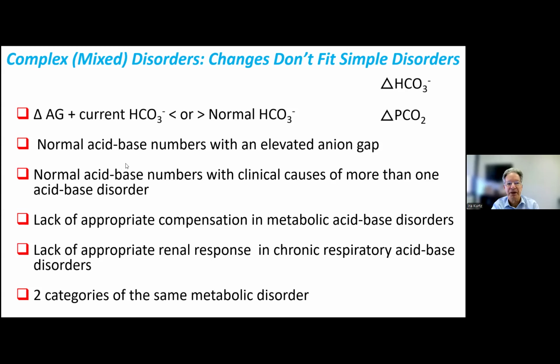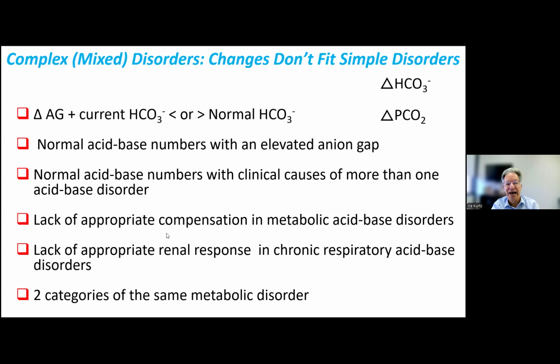The other clue is that you have normal acid-base numbers with an elevated anion gap. The third clue is that you have normal acid-base numbers with clinical causes of more than one acid-base disorder. So everything looks normal, the anion gap looks normal, your acid-base numbers look normal, but the clinical history and maybe part of the physical exam would make you think the patient must have, or might have, more than one acid-base disorder. We'll show examples of that.